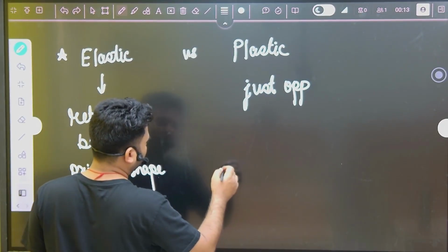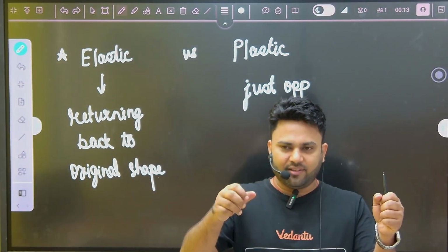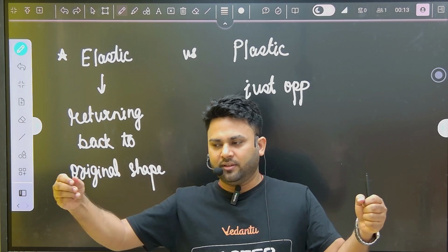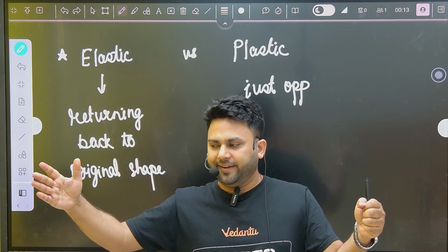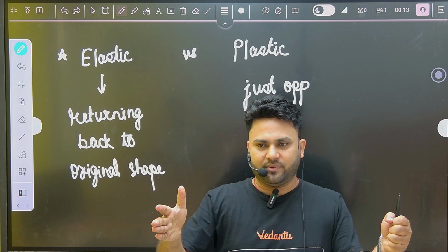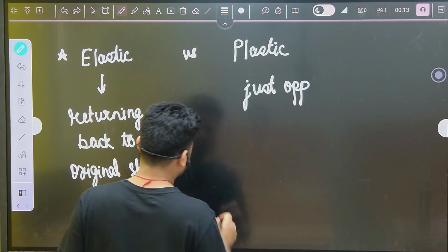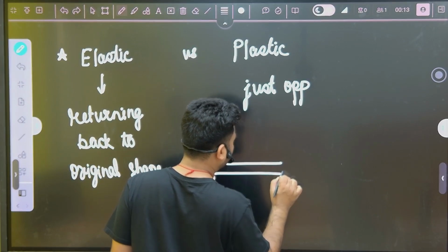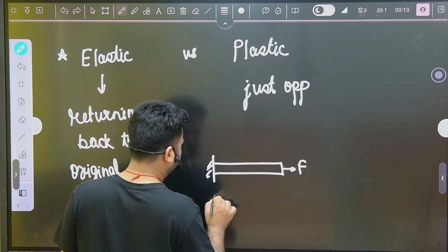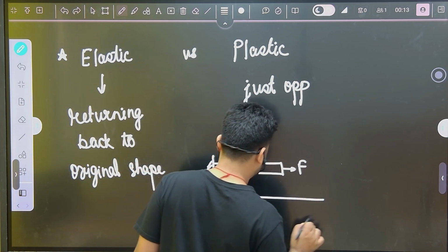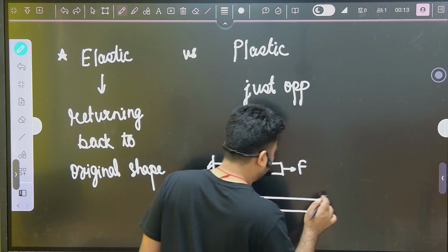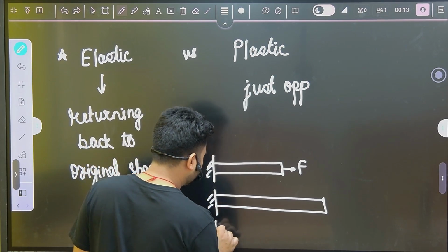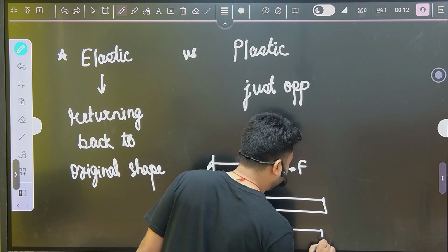And between these two, suppose there are some objects, when you apply the force and when you release, it comes back, but not to the original shape. Understood? Suppose there is an object like this, you apply force. So what happened? Its length increased. Now when you release the force, it is coming back, but not to the original shape. A little bit it is coming back.